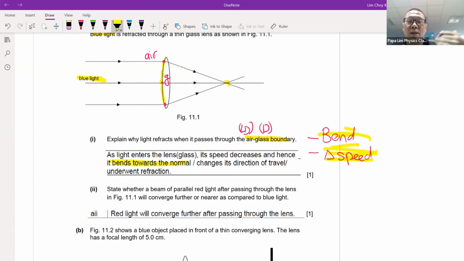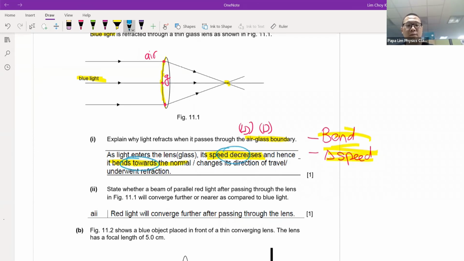And why does this bend towards the normal? Because the speed of the light ray, or blue light, actually slows down when it enters the glass. Okay, so because of these changes in speed, it leads to a change in direction. What direction? Bend towards the normal. So that's why if you answer, we always include these 2 keywords.